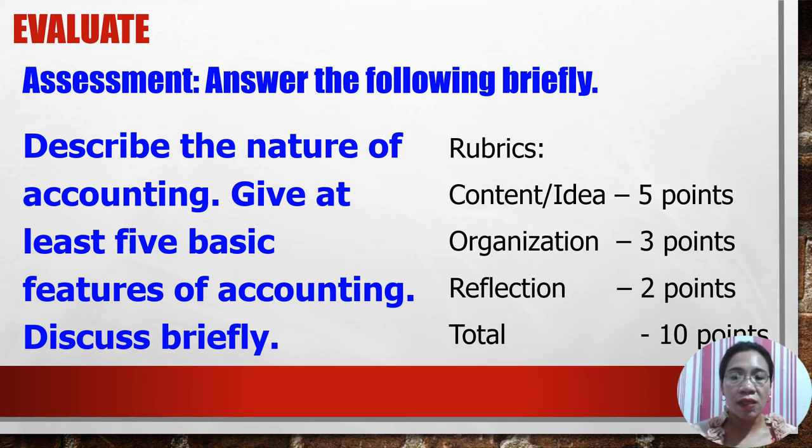You have here the rubrics. In answering this short essay question, you are going to look into the content or the idea, which is 5 points. Organization of the idea is 3 points. Reflecting it to a real-life situation is 2 points, and the total is 10 points. I want you to write that on a 1/4 sheet of yellow pad. If it cannot be done on a yellow pad, you can use any paper, then submit it during the retrieval of your module.